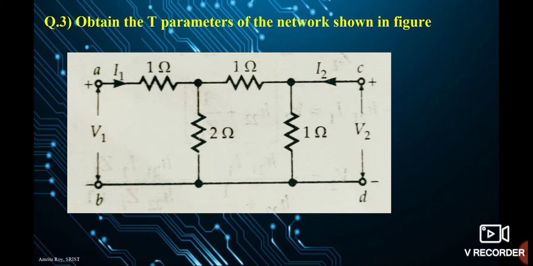The last question is regarding the T parameters. How do we obtain the T parameters of the network shown in the figure? In the figure we can see there are 4 impedances and the terminal voltages are V1 and V2. So let us see the solution.